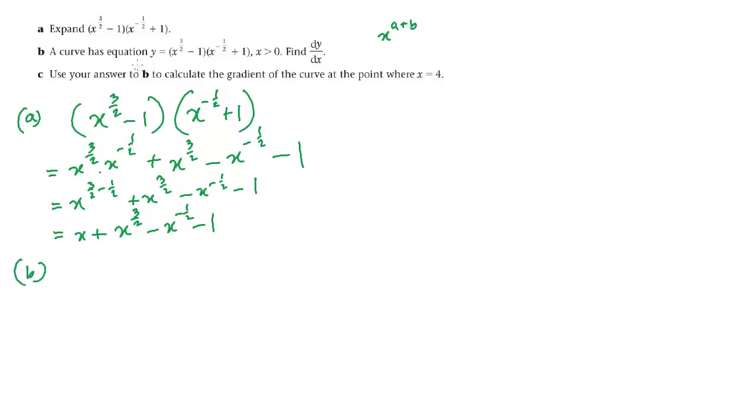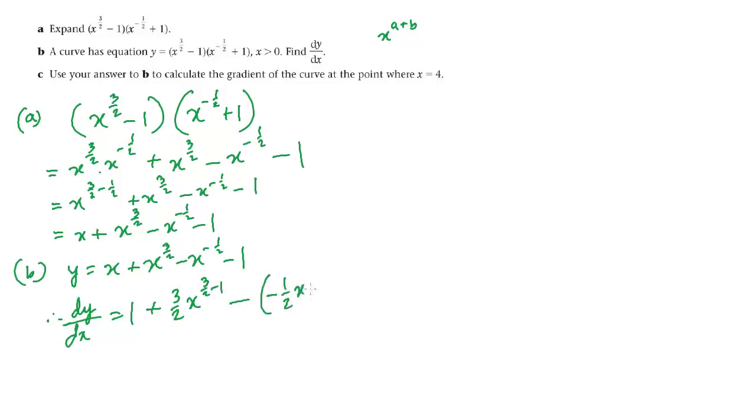Now in question number B, we have a curve which has this equation. So y equals to this. Let me write the simplified version. So y equals to x plus x to the power 3 by 2 minus x to the power minus half minus 1. Now let's differentiate this. So dy by dx, the derivative of y is dy by dx equals to derivative of x is 1 plus this would be 3 by 2 x to the power 3 by 2 minus 1, minus this would be minus half x to the power minus half minus 1, and constant is going to become 0.